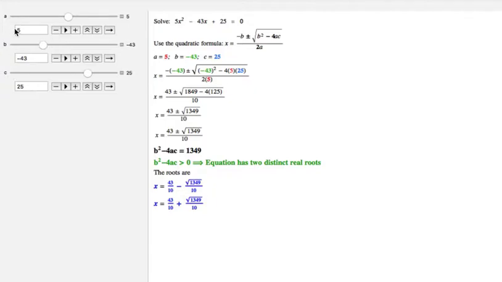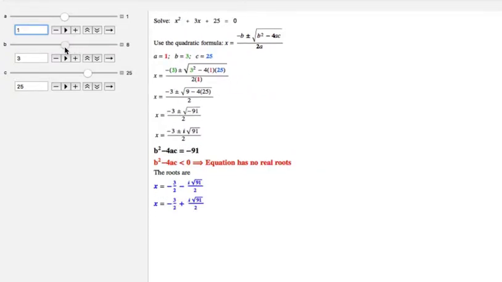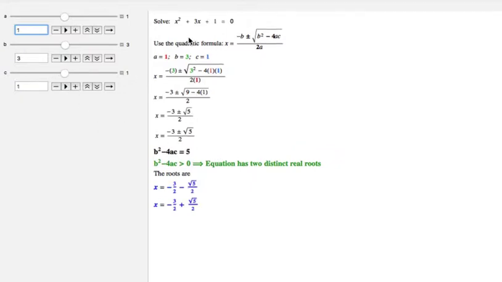So let's pick a simpler example. Let's make the a value 1, the b value something like 3, and the c value we will make also 1. So now we have the quadratic equation x squared plus 3x plus 1. If we use these coefficients to solve for the determinant, it comes out to be 5. We have 3 squared minus 4 times 1 times 1 equals 5.